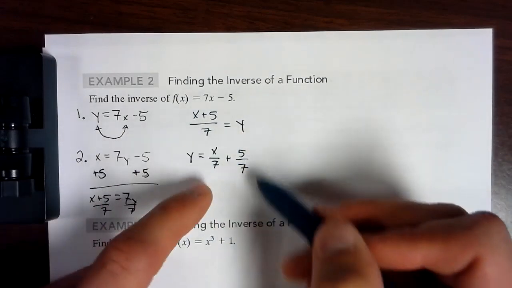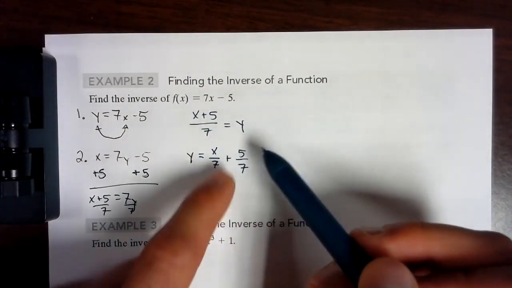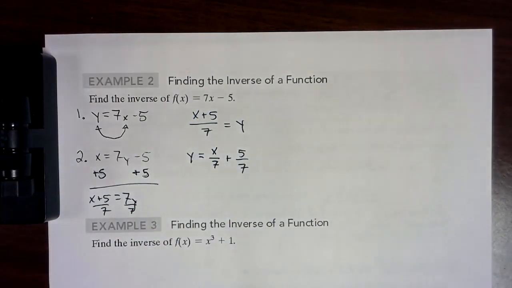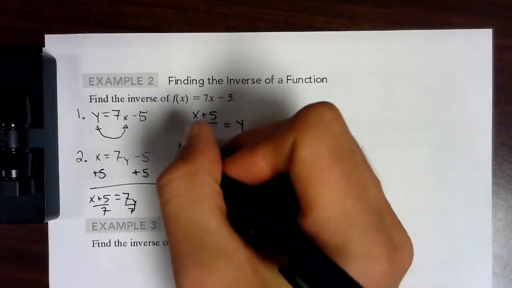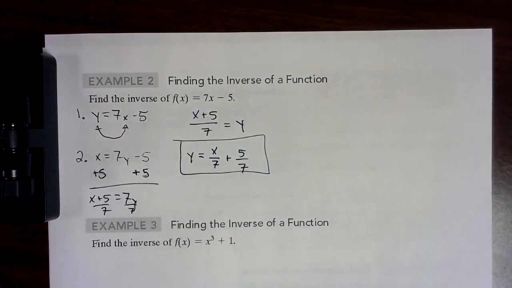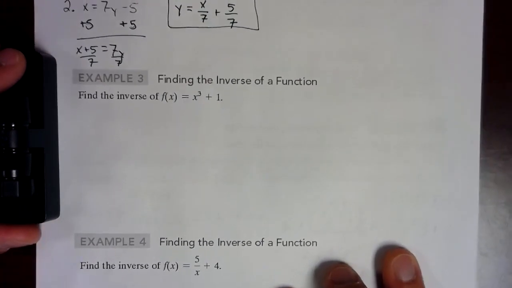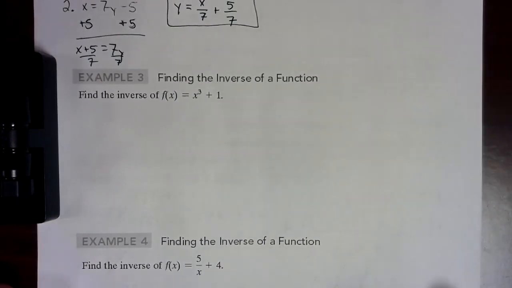Either way is acceptable. I just want us to know when we are dividing multiple terms by 7, each individual term is getting divided by 7. Okay, and this is our inverse. And that's all we're doing here. Switch x and y and solve. Now let's look at 2 other inverses based on different functions. And when you get to the practice, you're going to have similar examples for you to practice on your own.